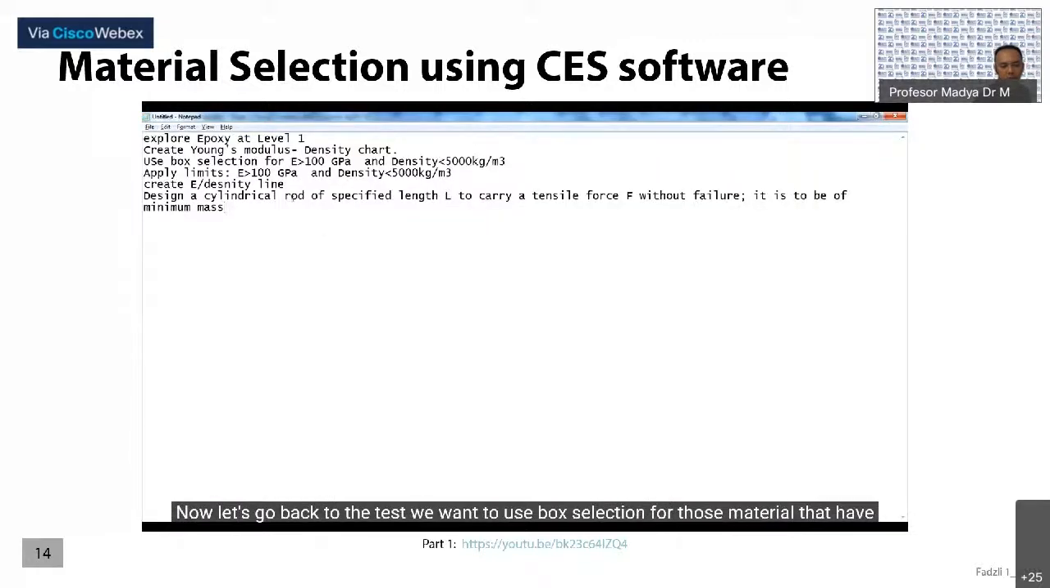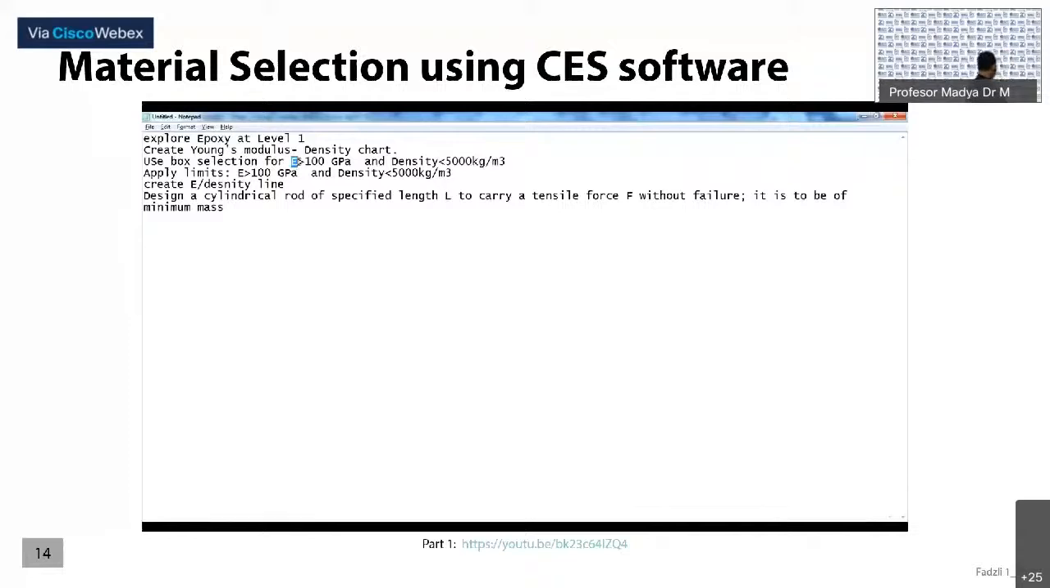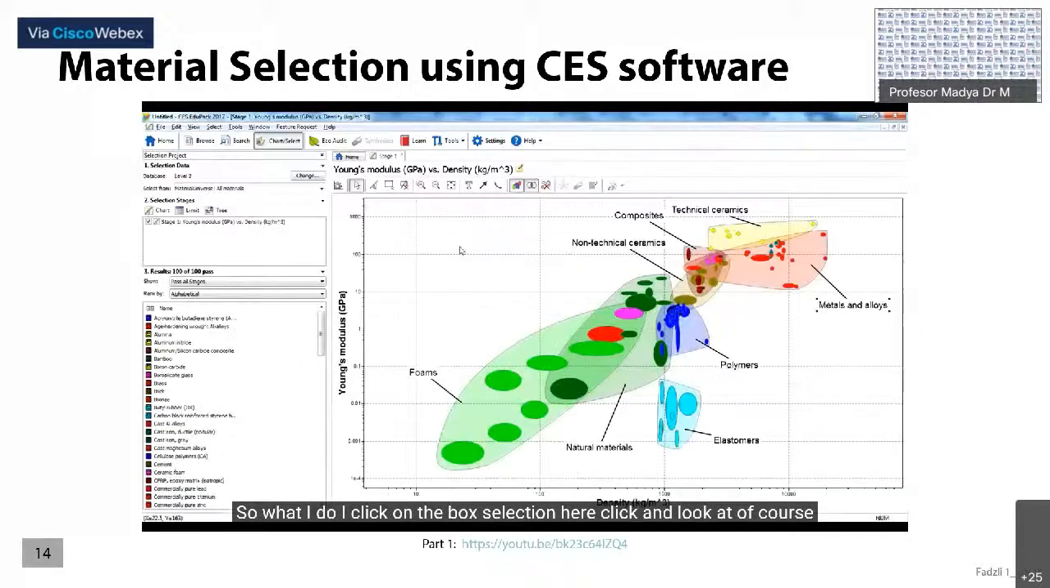Now let's go back to the task. We want to use box selection for those materials that have Young's modulus bigger than 100 gigapascal and density smaller than 5,000 kilogram per meter cube. So what I do, I click on the box selection here, click, and look at, of course, I want to have it more than 100. So this is 100 all along this line, and here 5,000, so 1,000, 2,000, 3,000, 4,000, 5,000, so approximately here.